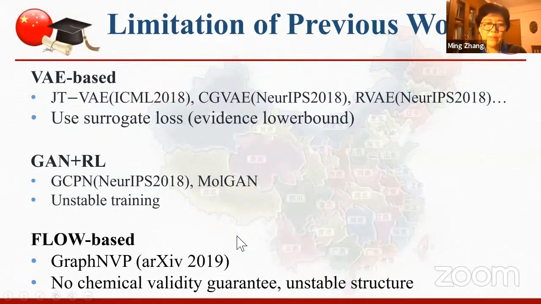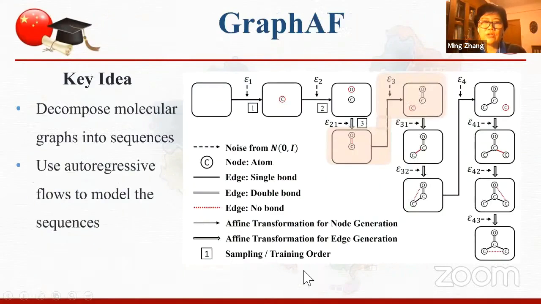And for flow-based ones, the most recent models, this kind of models are also unstable. So we need to propose new models to conquer this kind of weakness.